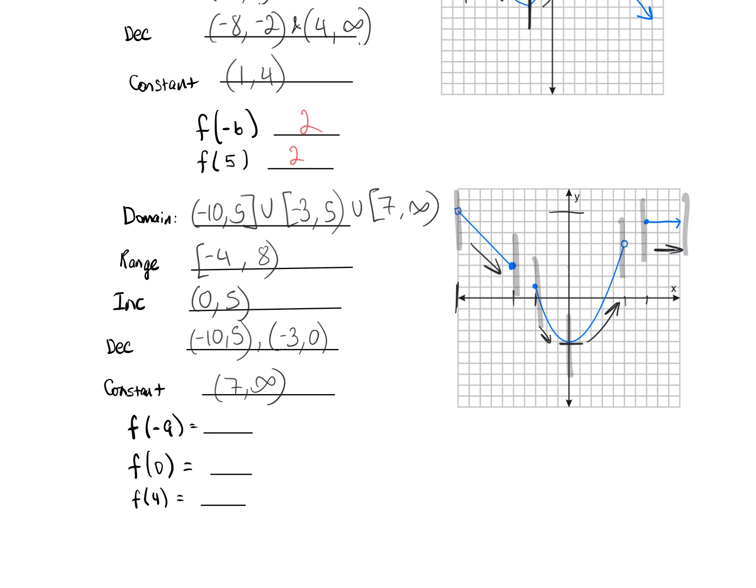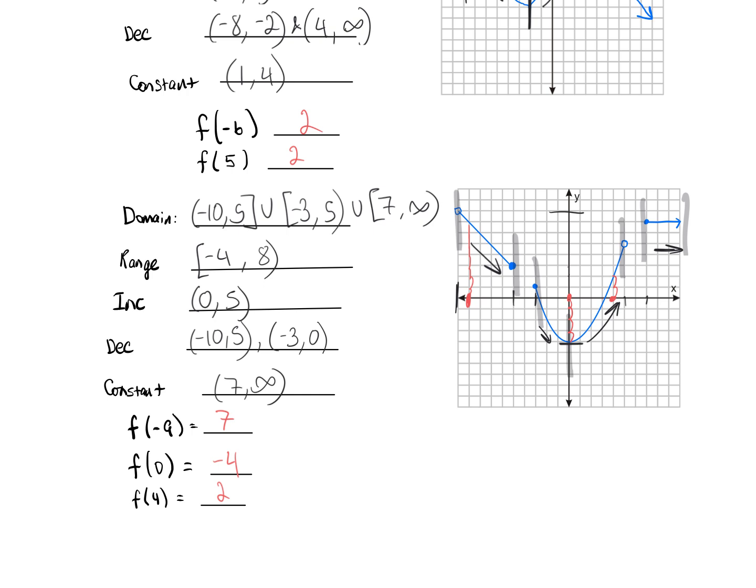Now let's figure out what f of negative 9 is. We go to the x value, negative 9 is right here. We go up 1, 2, 3, 4, 5, 6, 7, just positive 7. They're looking for f of 0, so our x value is 0. So 1, 2, 3, 4 down, so negative 4. And we look at f of 4, 1, 2, 3, 4 right here. Go 1, 2, up.